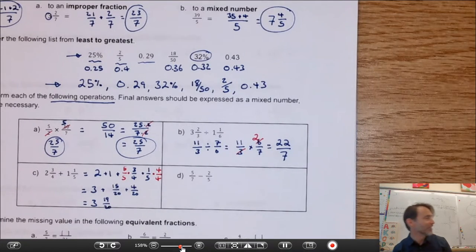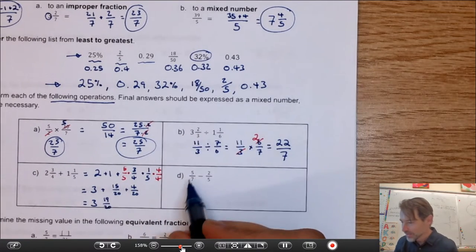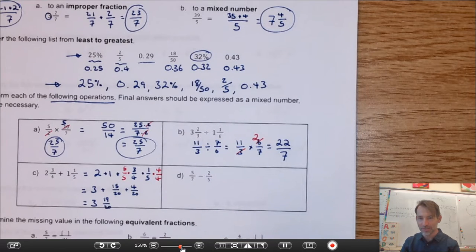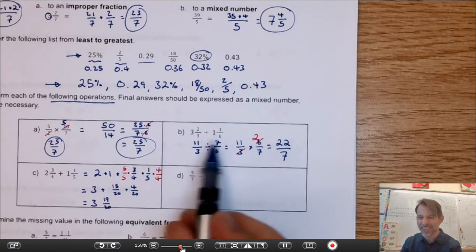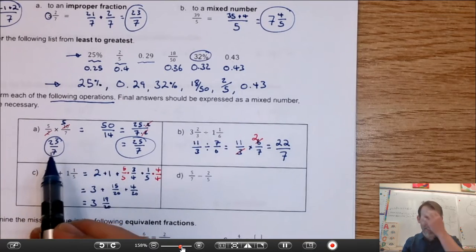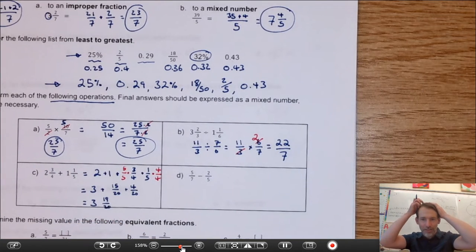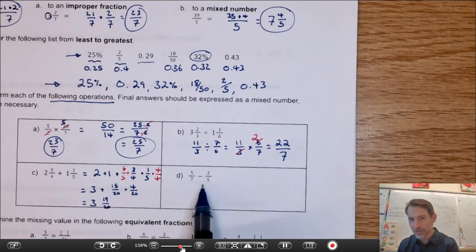Oh, hi, Angel. So, 5 over 7 minus 2/5. So let's go. In these cases, just like when we were adding, we need to create a common denominator. Notice, I don't need a common denominator here. I don't need it there either. Okay, it's only in the case where you're adding and subtracting do you need that common denominator. So let's go ahead and create it.